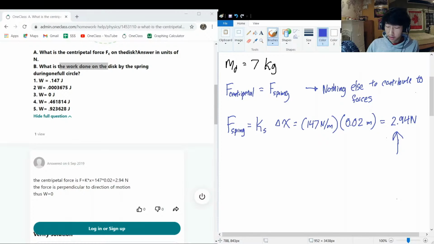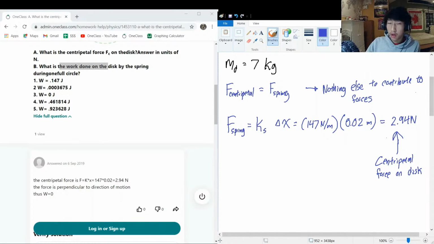We don't need to calculate things that are not asked of us. It's typically not a great investment of time, especially on your tests where time can be quite tight. Okay, so this will be the centripetal force on the disk.